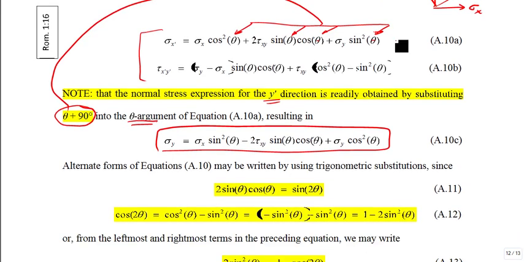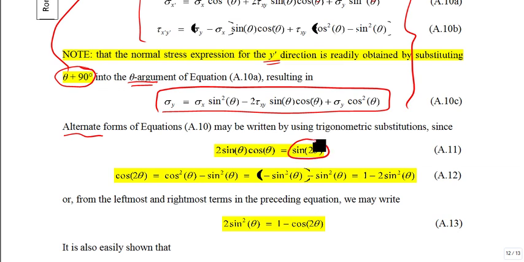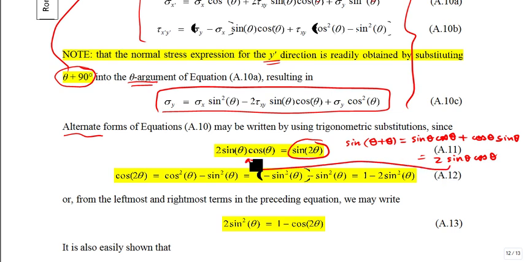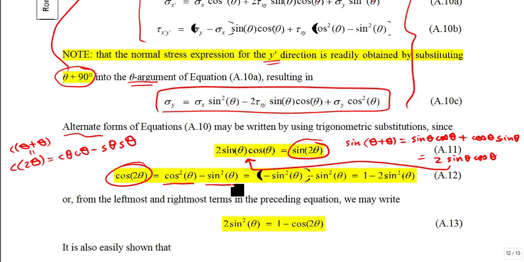Now, we can write all of these equations in an alternate way if we just remember some trigonometry. Remember that the sine of a double angle, sine of 2 theta, is sine of theta plus theta, which is equal to sine theta cos theta plus cos theta sine theta, or 2 sine theta cos theta. And similarly, cos of 2 theta is cos of theta plus theta, where the plus becomes a minus, so it becomes cos squared theta minus sine squared theta.